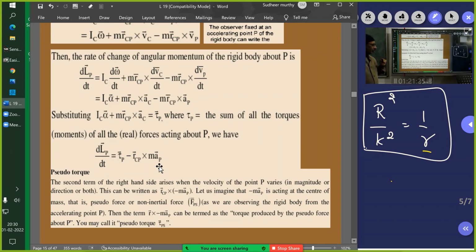The dLP by dt is not torque about it. It is torque. How can we write that? Torque bar equals torque bar minus RCP. It can cancel. So it is not torque. It will get cancelled then. So if we say that dLP by dt is torque about point P with all forces, we cannot say that. Why?